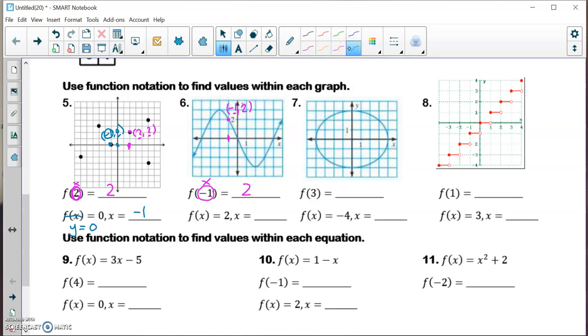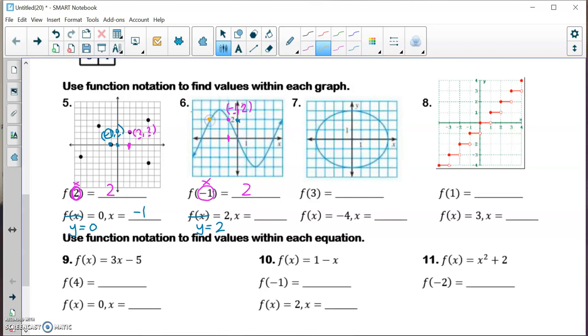Now I want f of x is equal to 2, which means y is equal to 2. So on my y-axis, the y value of 2 is right here. Well, that actually is going to, there's 3 points in line with that y value of 2. I'm going to highlight them in yellow.